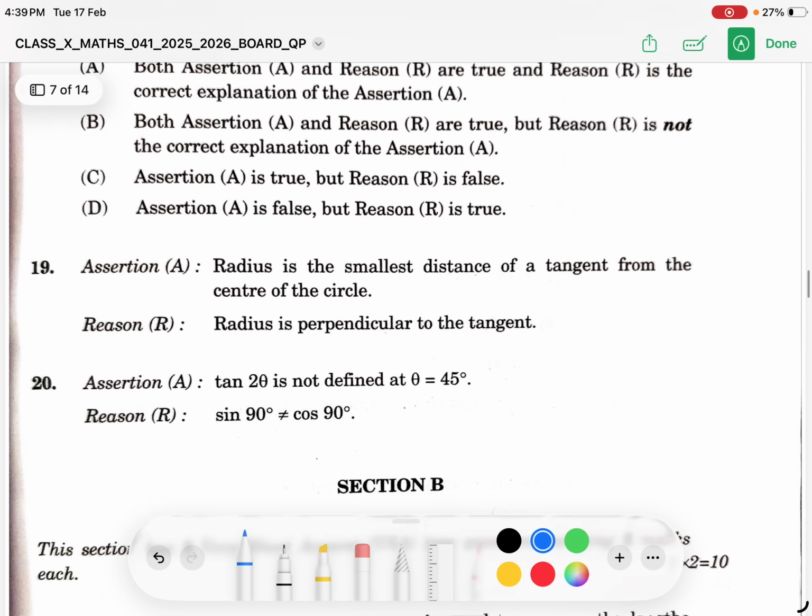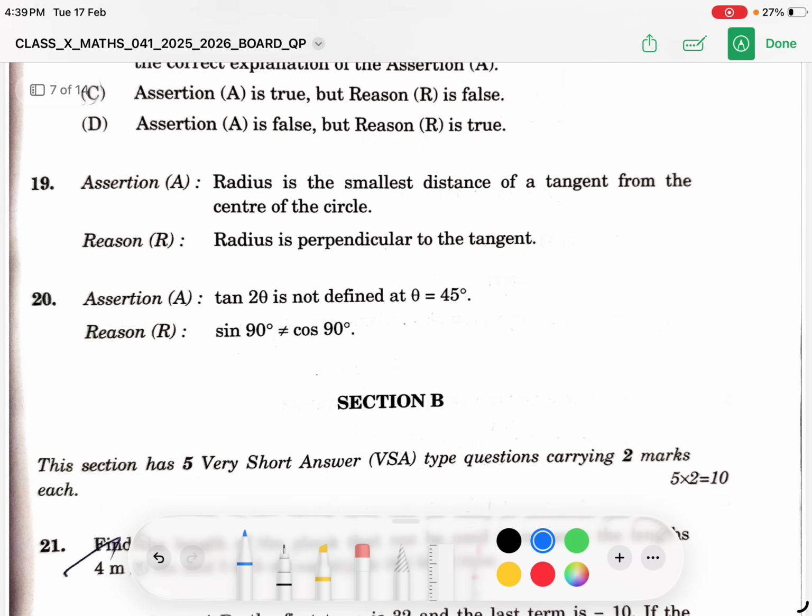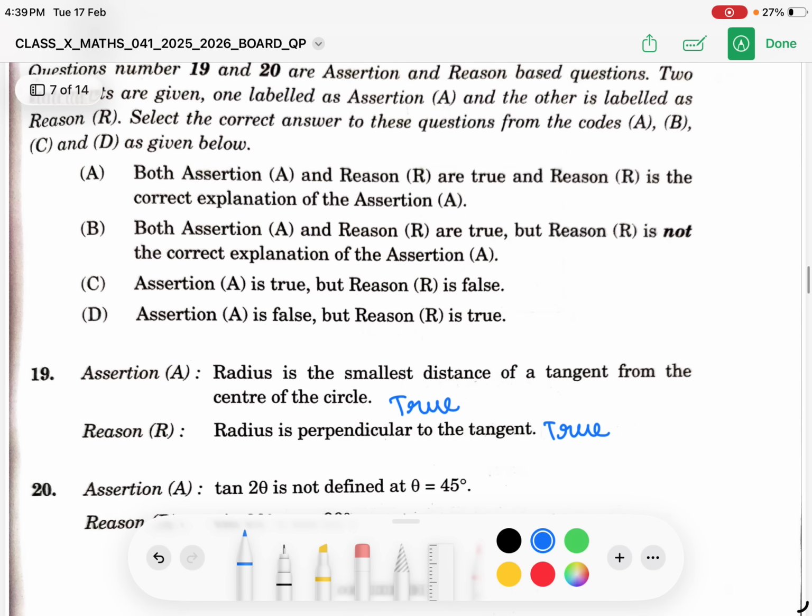Next, the assessment and reasoning question. Radius is the smallest distance of a tangent from the center of a circle. It is true. Then radius is perpendicular to the tangent. This is also true. Radius is obviously the smallest distance, which involves the tangent concept. Then we have to see whether it is a correct explanation or not. Obviously this is a correct explanation. So for the 19th question, option A is the correct answer.